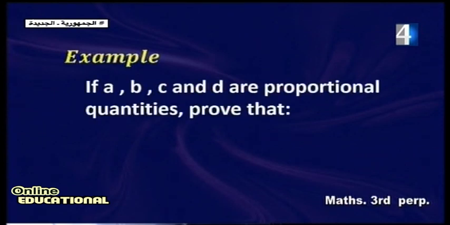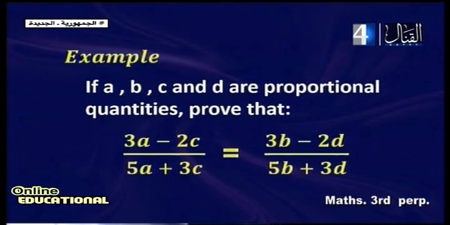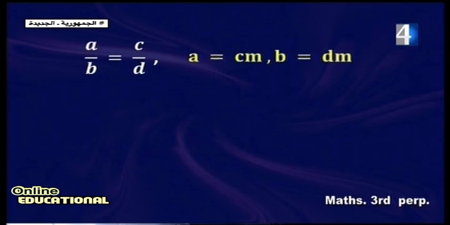Now, let us have another example. If A, B, C, and D are proportional quantities, prove that (3A minus 2C) over (5A plus 3C) equals (3B minus 2D) over (5B plus 3D). First of all, A, B, C, and D are proportional quantities. What does this mean? It means that A over B equals C over D, and here we can say that A equals CM and B equals DM.